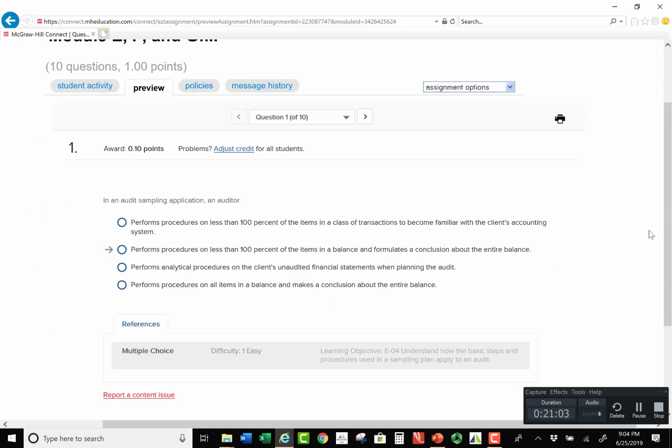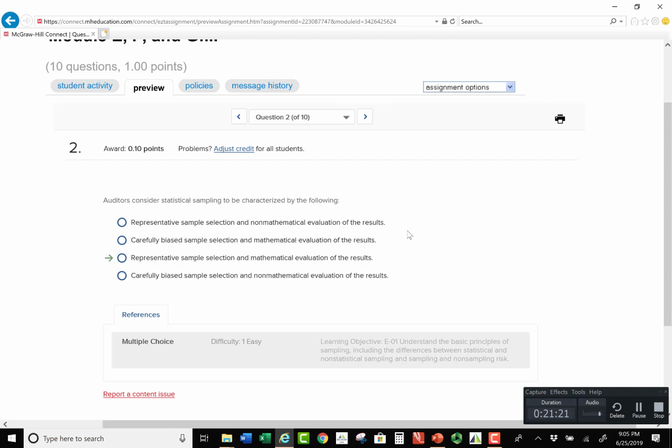In an audit sampling application, an auditor performs procedures on less than 100%. Is that what sampling is? Looking at less than 100%. Okay. Auditors consider statistical sampling to be characterized by the following: representative sample selection and non-mathematical evaluation? No, we want it to be representative, and it is what? Mathematical evaluation. It allows us to quantitate. We can say we are 99% certain that the account balance is not misstated, can't we? Based on the results?